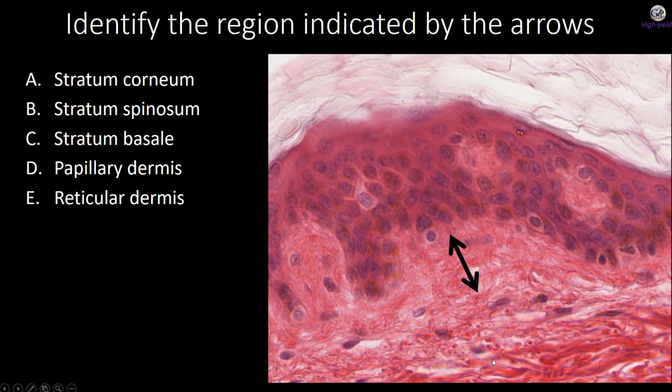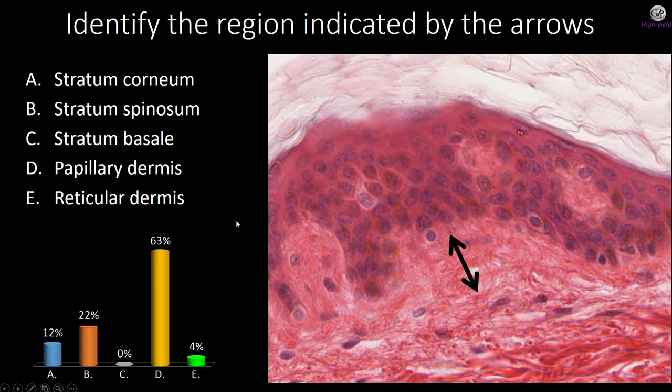So identify the region indicated. Here you're looking at a histology slide, and you have a lot of regions that you're trying to decide which one this is. Most people put D, the papillary dermis, and that would be correct.